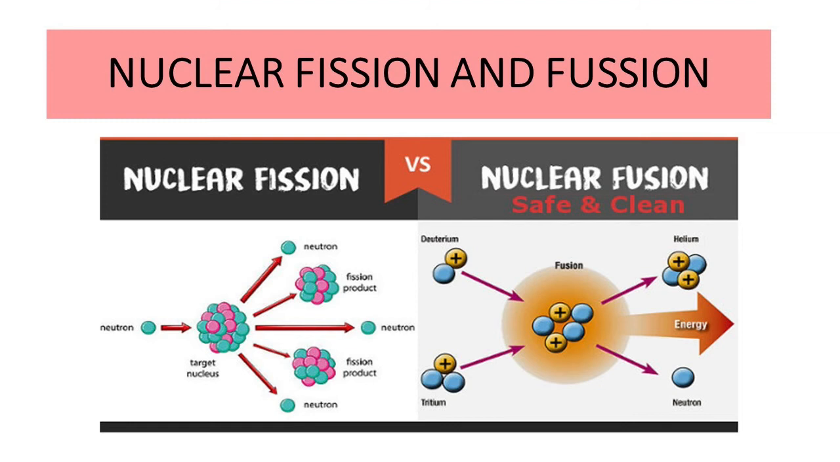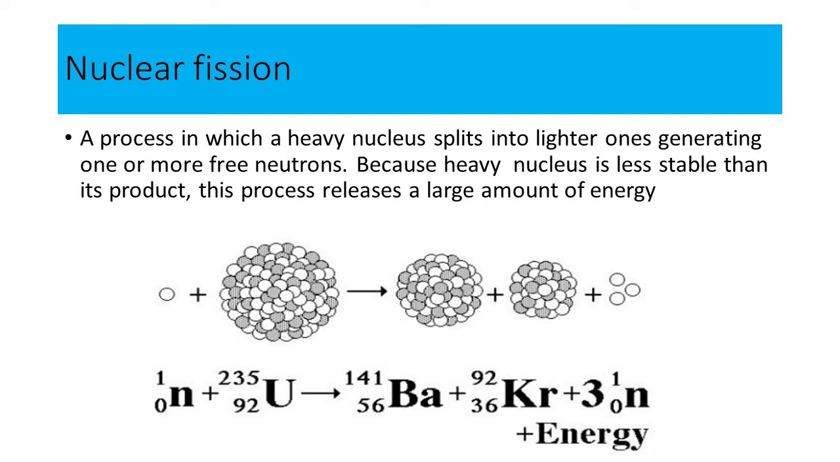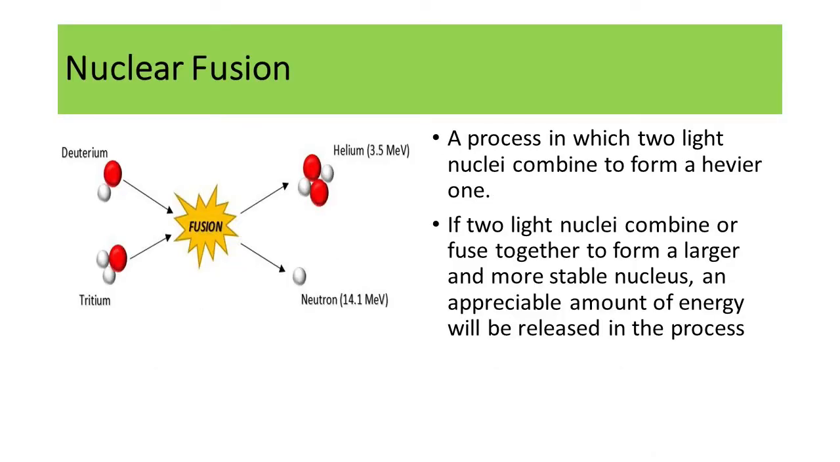What is the difference between nuclear fission and fusion? Nuclear fission is a process in which a heavy nucleus splits into lighter ones, generating one or more free neutrons because a heavy nucleus is less stable than its product. This process releases a large amount of energy. Nuclear fusion is a process in which two light nuclei combine to form a heavier one. If two light nuclei combine or fuse together to form a larger and more stable nucleus, an appreciable amount of energy will be released in the process.